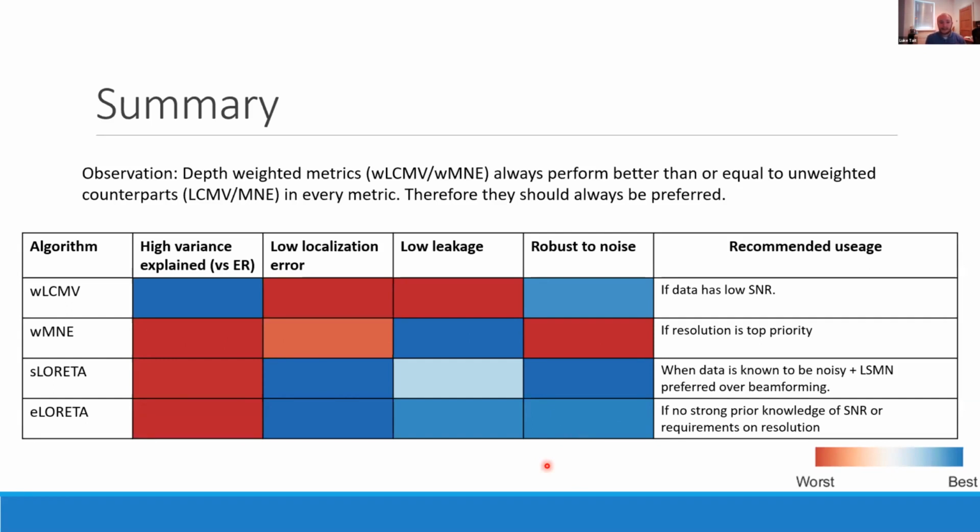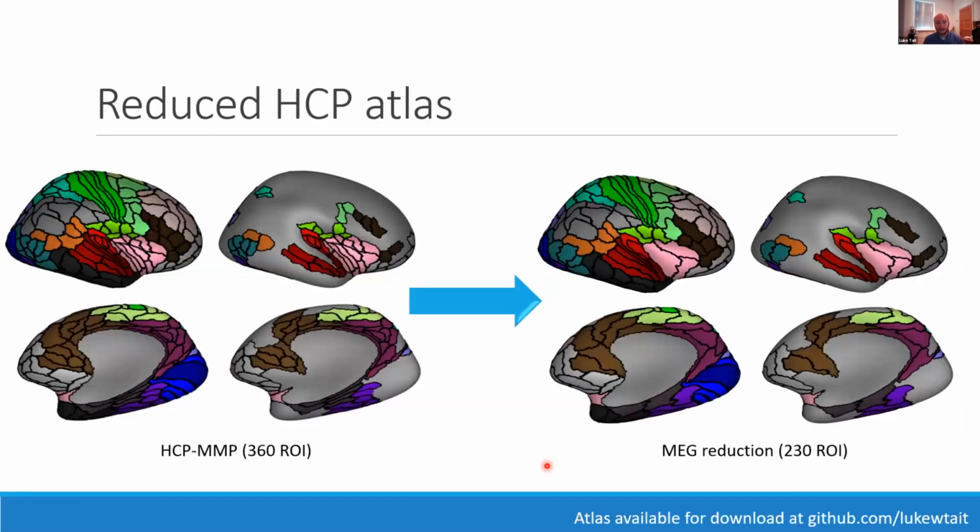Now, in resting state analysis, typically we would parcellate the data into regions of interest as opposed to just performing the analysis at the level of voxels. I won't go into details here because of time constraints, but if you look at the preprint given in the chat, we reduced the Human Connectome Project's multimodal parcellation down to 230 ROIs specifically targeted towards use with MEG. This atlas is freely available for download at my GitHub page given down here.